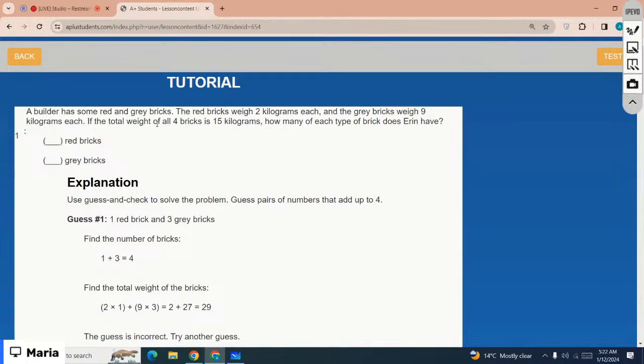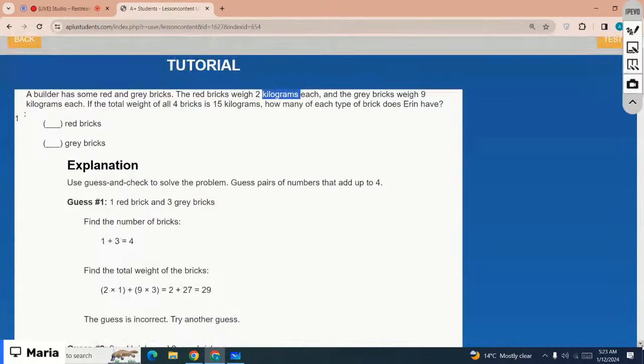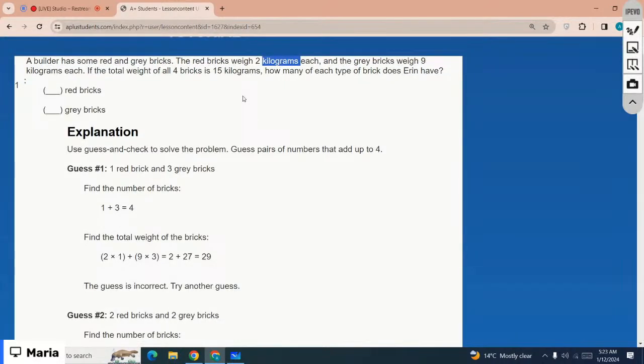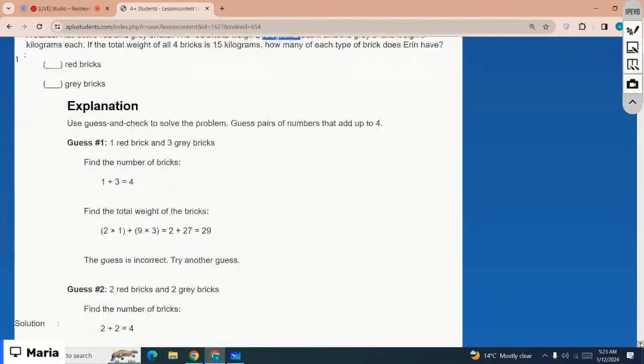So the question is, he has a total of 4 bricks, right? That means the number of bricks are 1 red brick, because the red brick is 2 kilograms each, and 3 gray bricks, right? So let's just see if this guess makes 15, because the total weight is 15 kilograms, right? No, you have to do 2 times 1. 2 is the weight of the red brick and 9 is the weight of the gray, so together they make 29. This isn't the correct option, right?